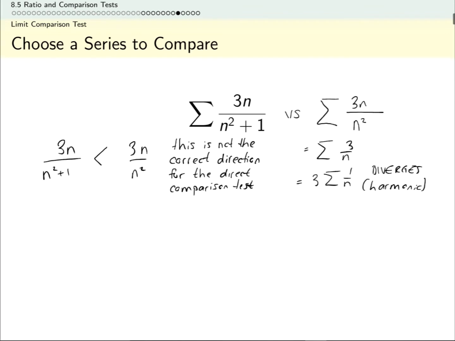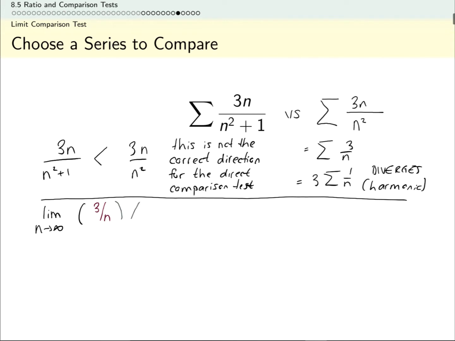So at this point in time, I would like these series to do the same thing, both diverge, but I don't know that they do the same thing. I don't know that this is a good comparison. Let's use the limit comparison test. I'm going to take one of these series and put its terms on the top. And I'm going to take the other series and put its terms on the bottom. To simplify, I flip the bottom and multiply. Cancel off the 3's.